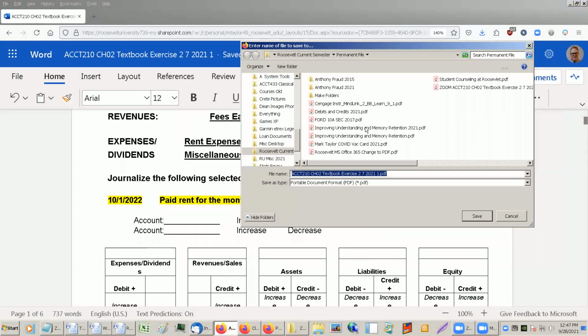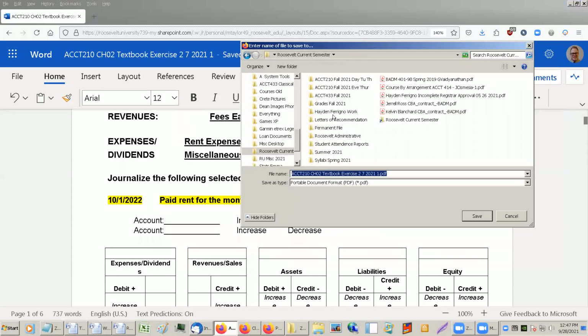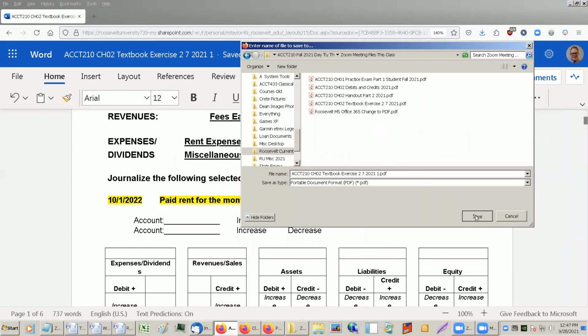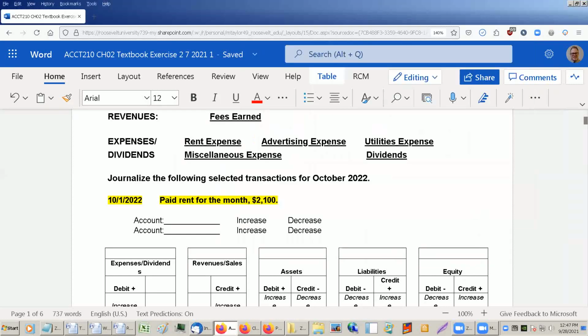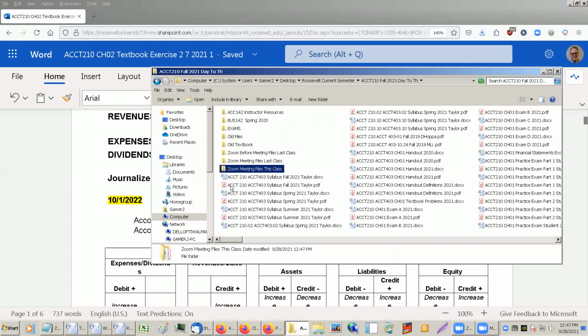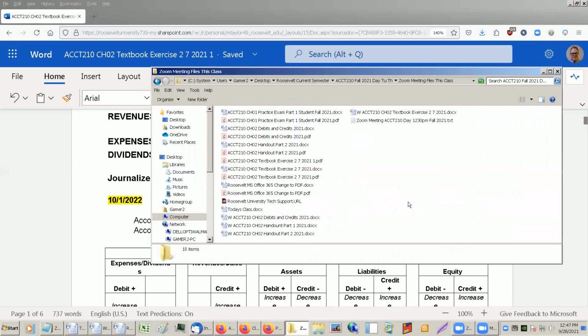Save it to. Oh, I did the permanent file. That's not where I should put it. Try one more time here. I'm going to get to where I need to. I thought it was. Okay, so this will be. Sorry. Why is it not showing up?